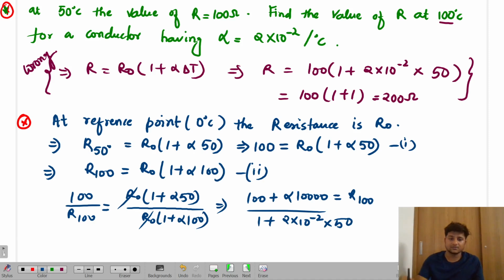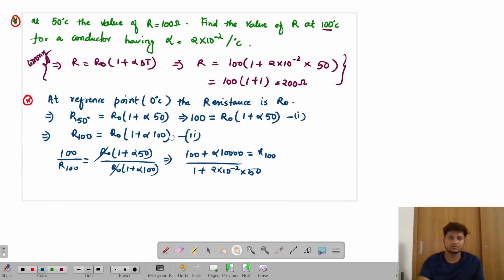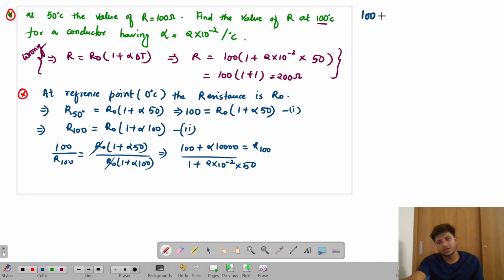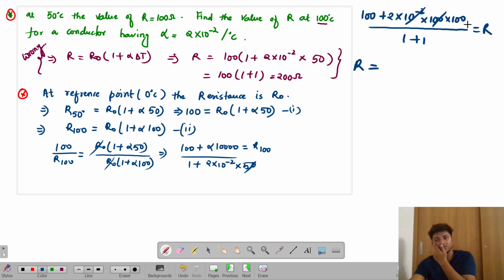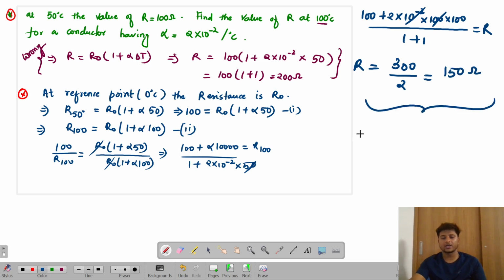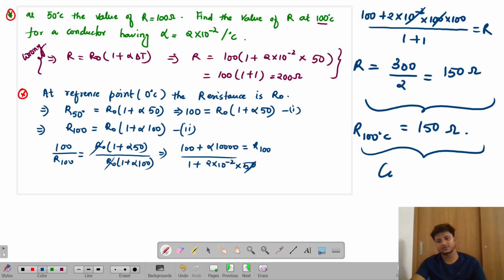So look over here, what I will get. 100 times (1 plus 2 into 10 to the power of minus 2 into 100) divided by (1 plus 2 into 10 to the power of minus 2 into 50). The 0s will cancel, and 5 twos are 10, so that is 1. So 1 plus 1 is equal to R. The 10 to the power of minus 2 got cancelled. 200 plus 100 is 300 divided by 2, which is equal to, so R at 100 degree centigrade is not 200, but 150 ohms. This is my correct answer. Got it?